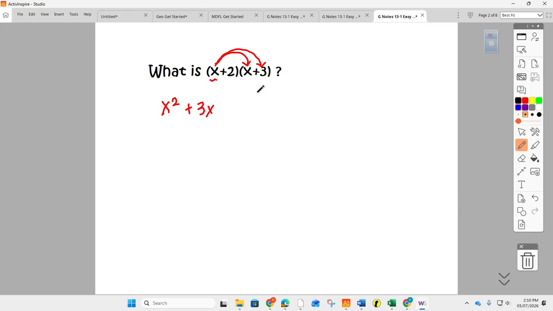Now I'm going to multiply this term by everything in this parentheses. So positive 2 times positive x, plus 2x. Positive 2 times positive 3, plus 6. This is the product of these two binomials being multiplied. So these are factors. This is the product. We do need to simplify this. These are like terms, so we can simplify that. 3x's plus 2x's, 5x's. So this is the product.